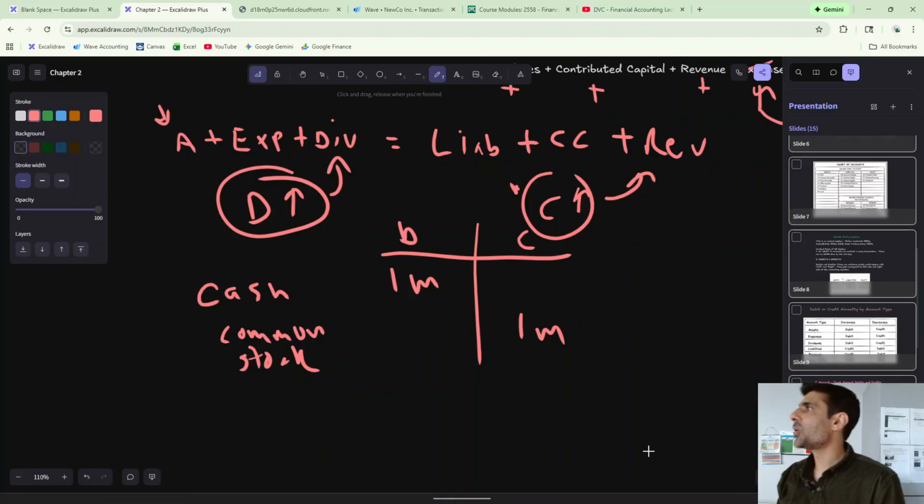So this transaction is following our two cardinal rules. There's at least two accounts involved, and the debits equal the credits. Do you agree with that? Okay. So this is the pattern of the whole rest of our accounting system. This is the system of debits and credits.